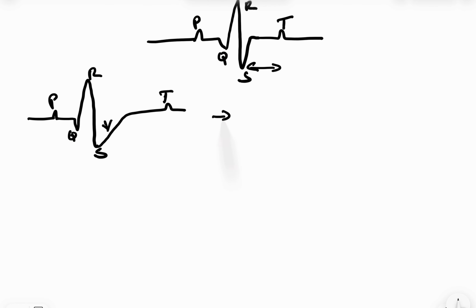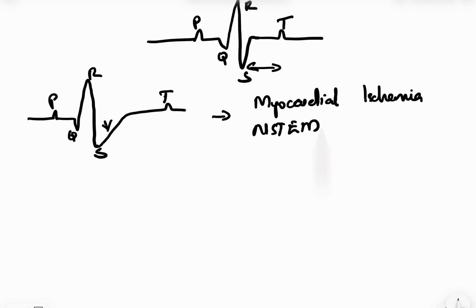If a patient comes with a depressed ST segment, the diagnosis may be myocardial ischemia, NSTEMI. NSTEMI means it's a type of myocardial infarction. It is non-ST segment elevation. No, the ST segment is not elevated here. That is non-ST segment elevation myocardial infarction. And it can also be hypokalemia or hypomagnesemia.